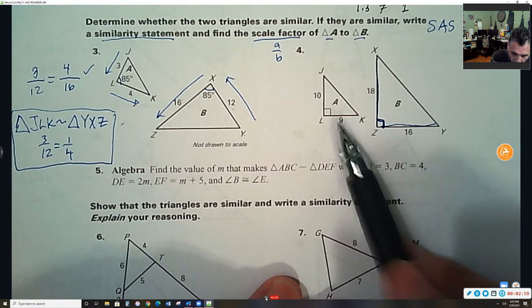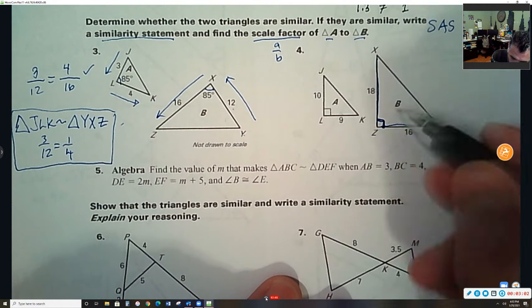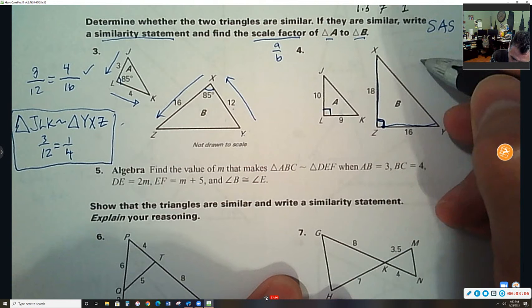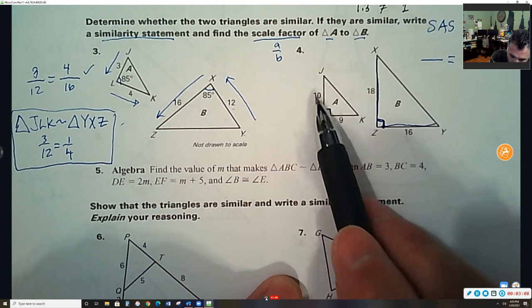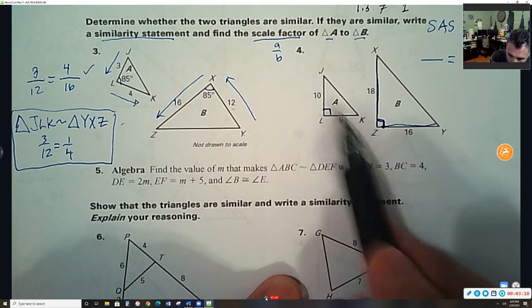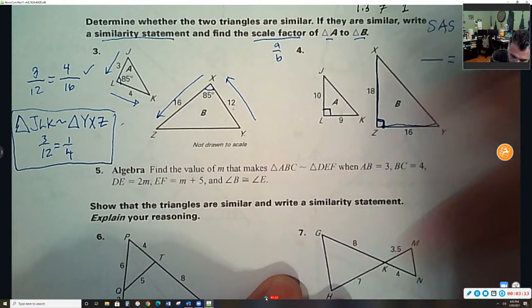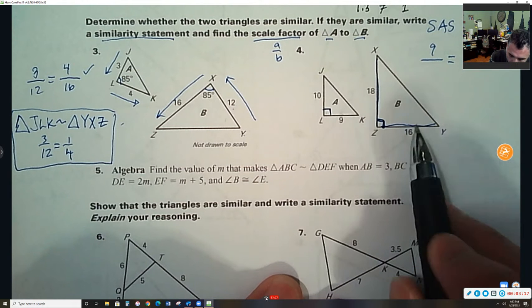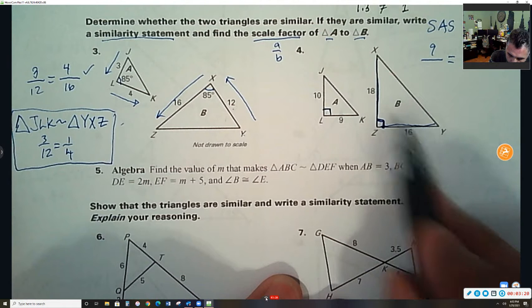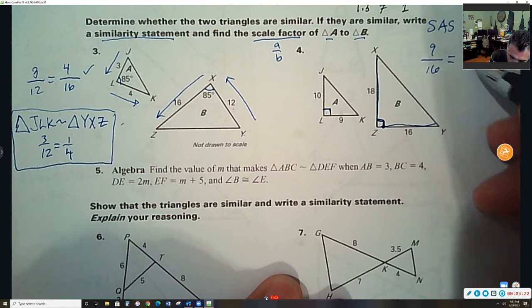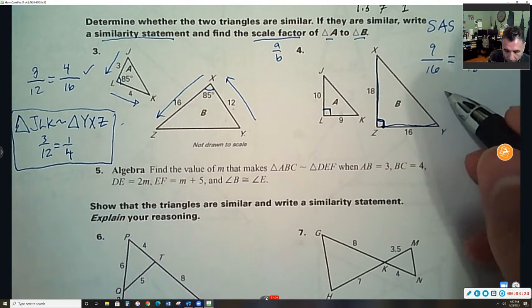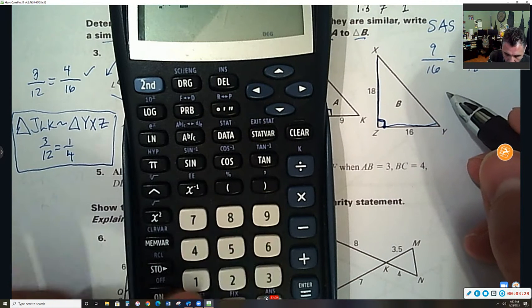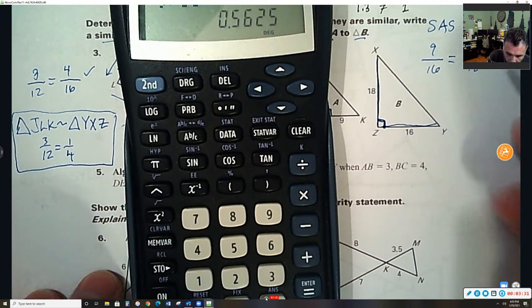So let's check this one. The angles are congruent because they're both 90 degrees. Let's check the proportion. Again, small to big, so 9 and 10. I always put the ones on the left on top, 9 and 10. And then this is on the right, I would say it's on the right, 16 and 18. And then I'm just going to divide these to check if they're equal. There's a different way you can check if they're equal. I just like to divide them.